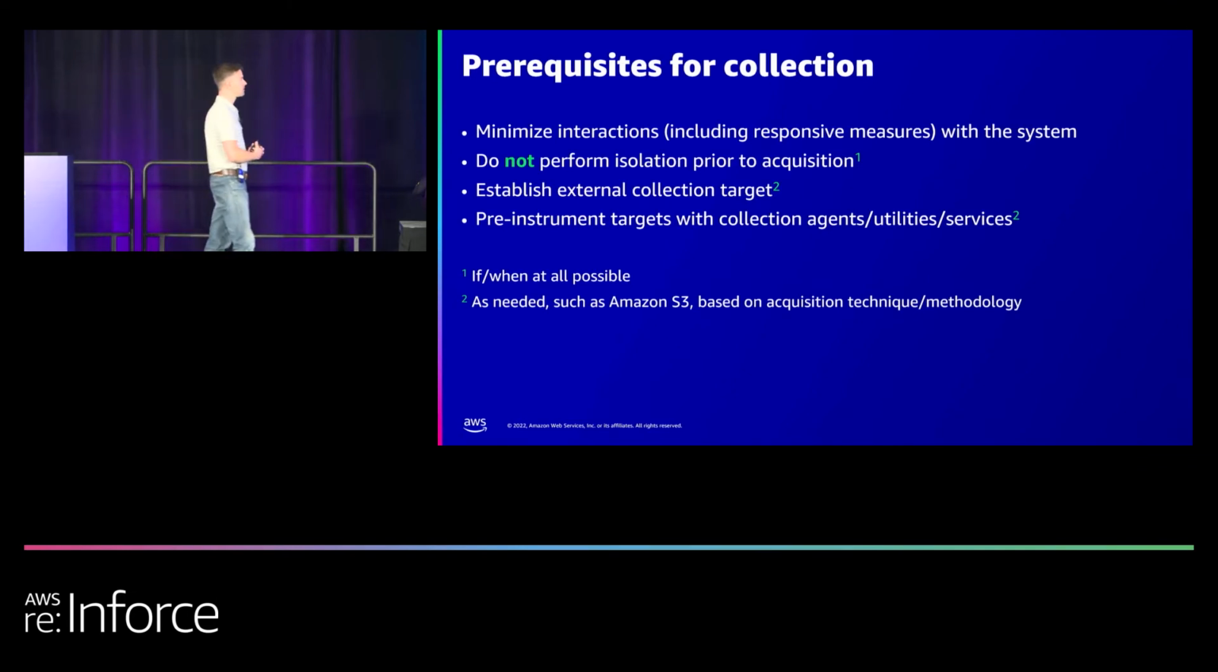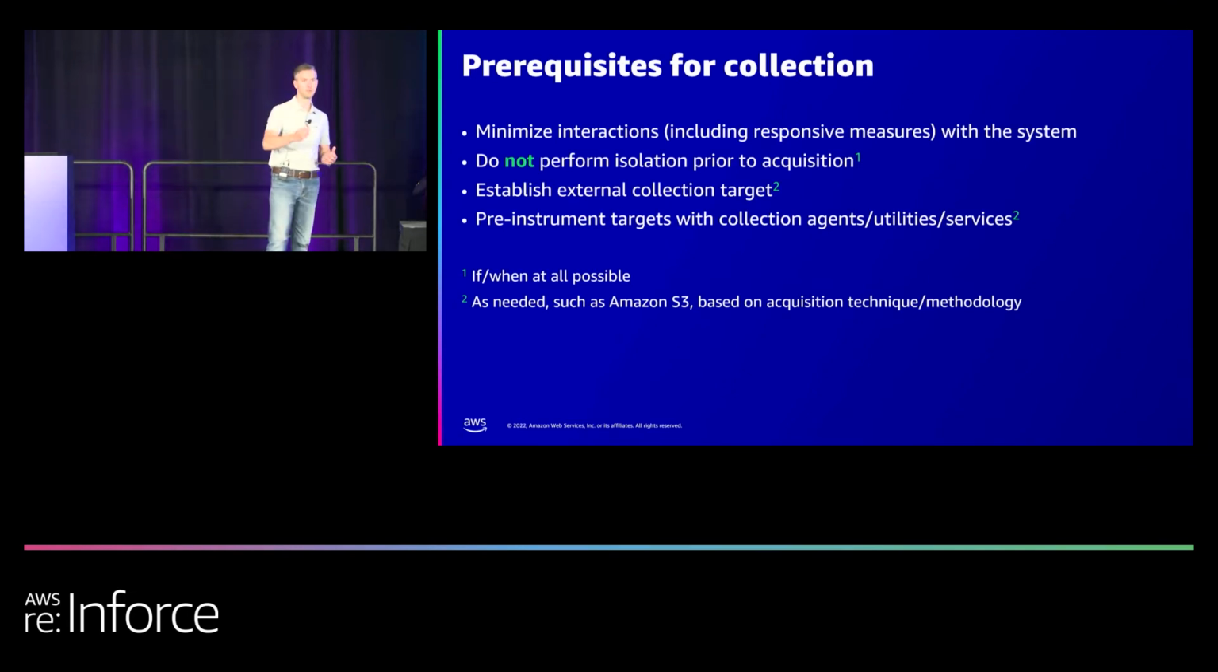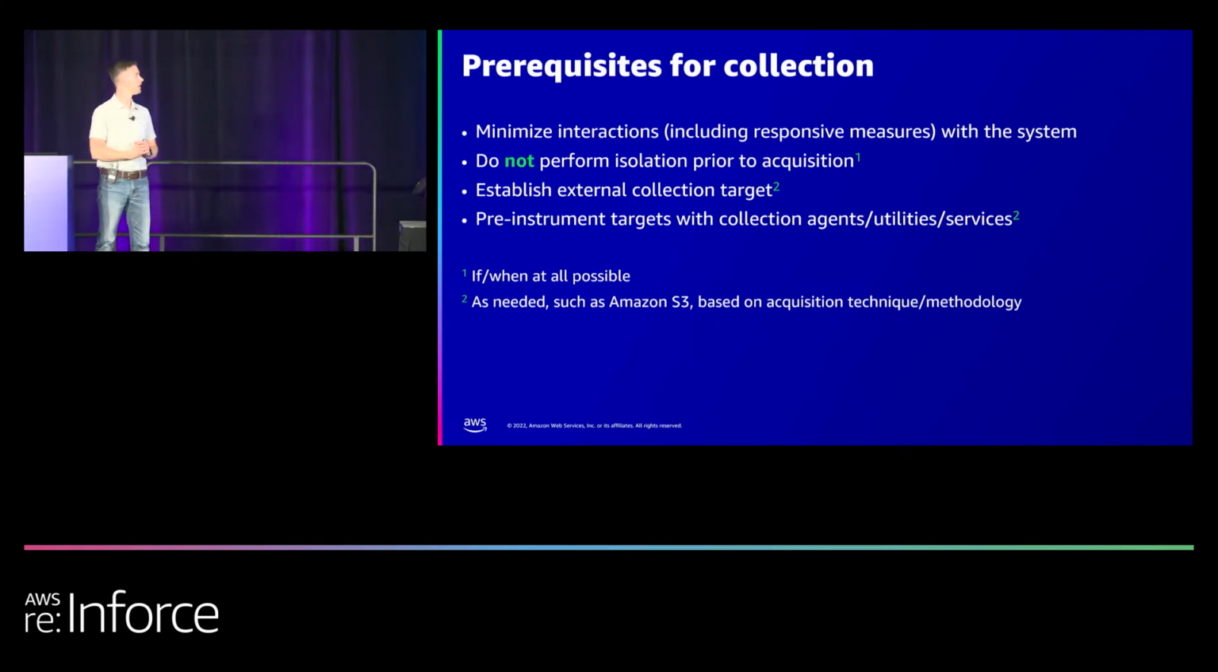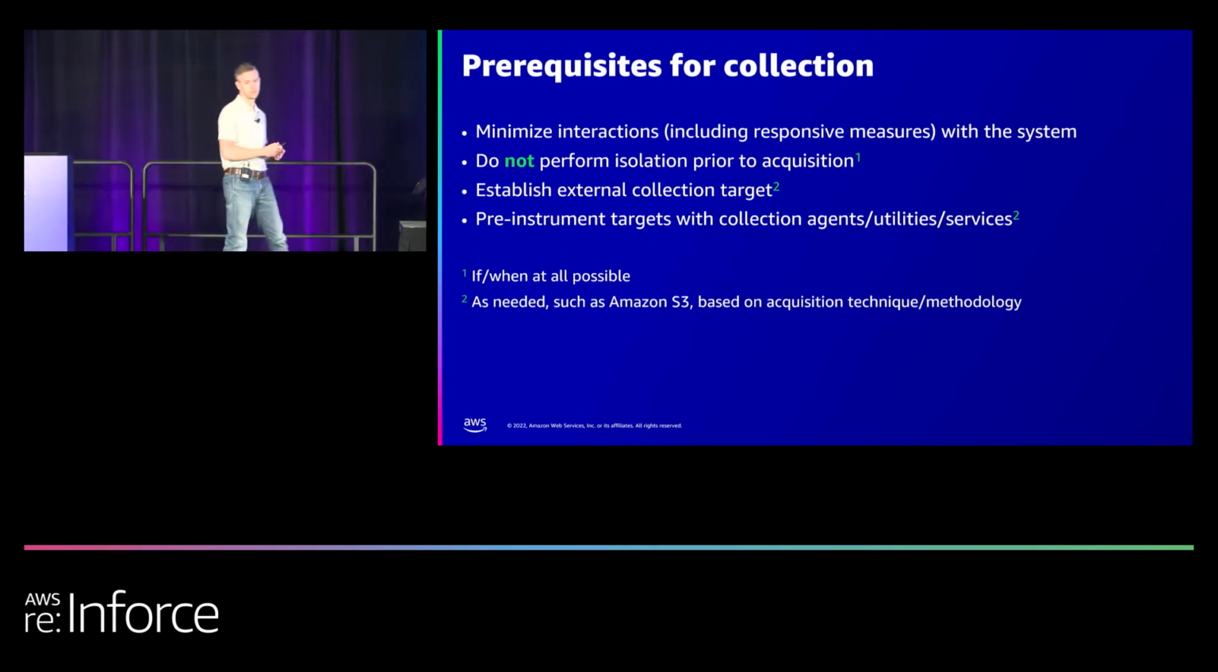And so that means we need to pre-instrument some of these targets with connections to these external things, like maybe we write it directly to S3, and we need to pre-instrument the targets with collection utilities. How are we going to collect this memory without a utility to do that, right? So we've got to figure out how that happens in anticipation of this, right?